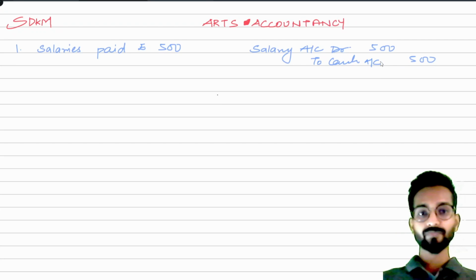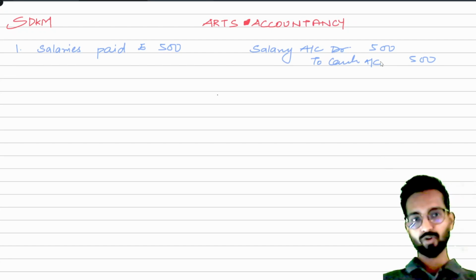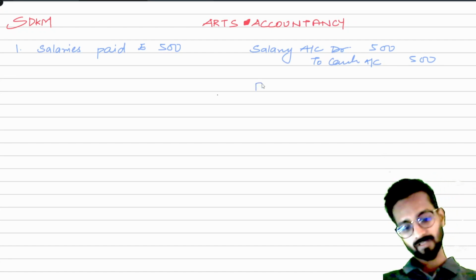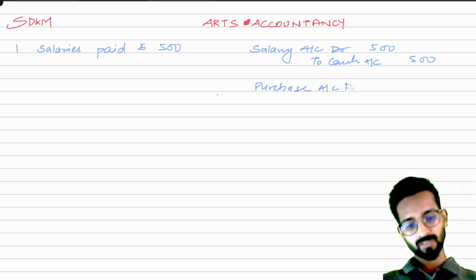If I tell you that you have purchased goods for cash, say 200 rupees, what will you write? You will write, sir, we have purchased goods. So we can write purchase account debit to cash account, 200 and 200 rupees.